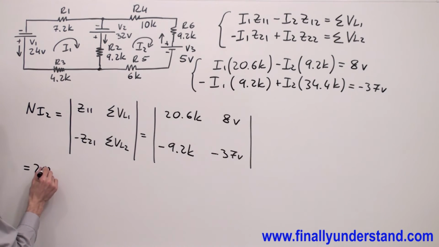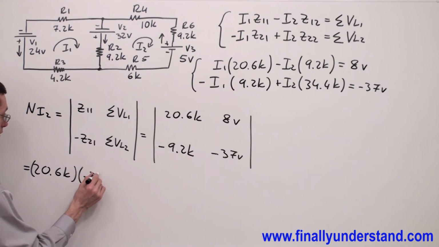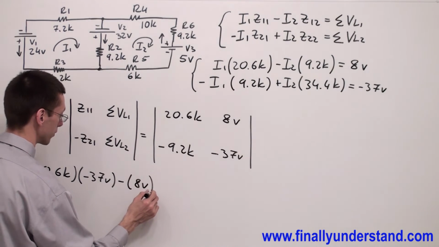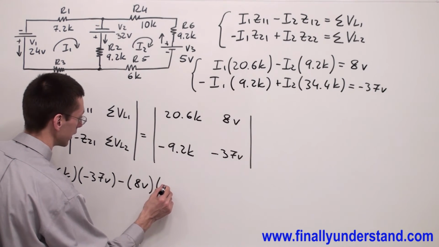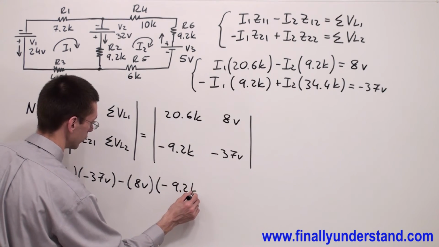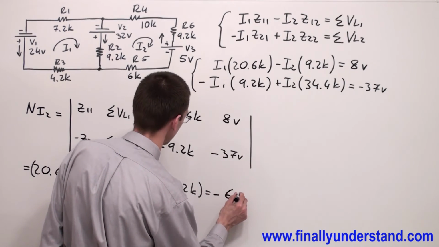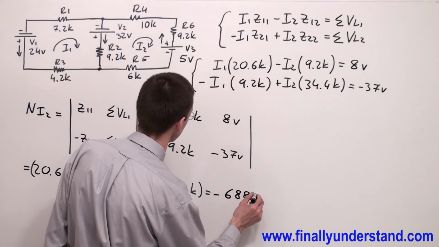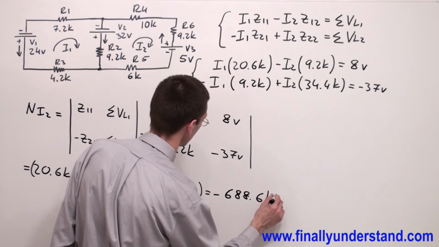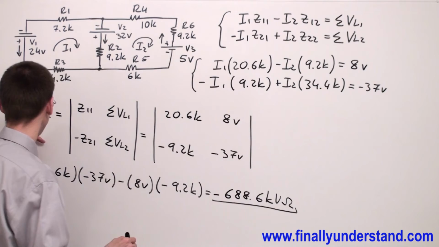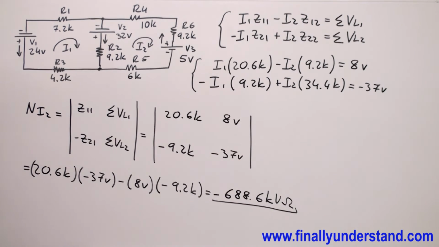This is equal 20.6 K times negative 37 volts minus 8 volts times negative 9.2 kilo ohms. Is equal negative 688.6 kilovolt ohm. This is the value of my NI2. Next, I can find the current I2.